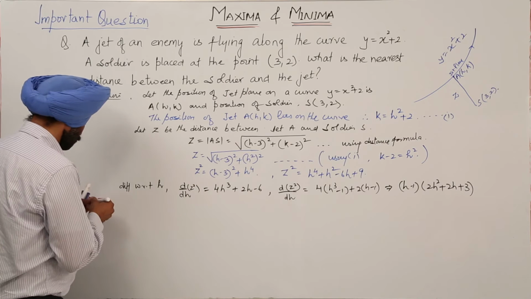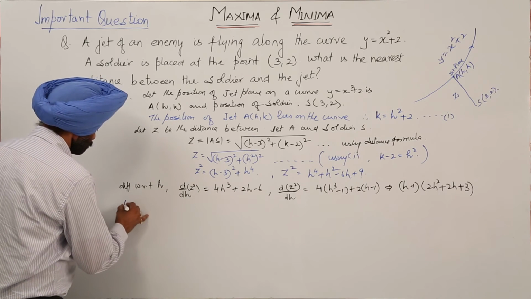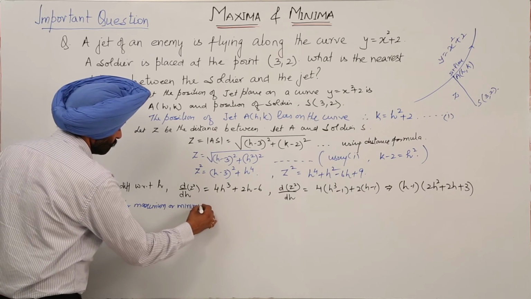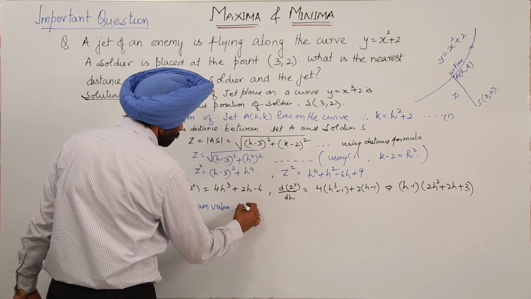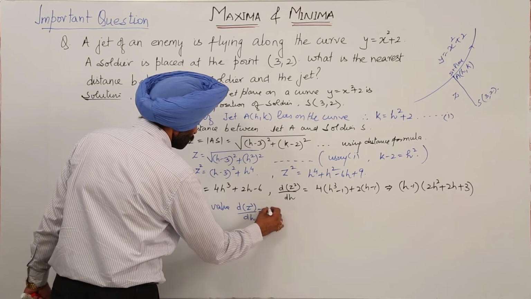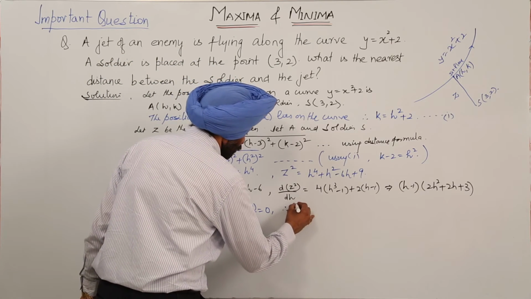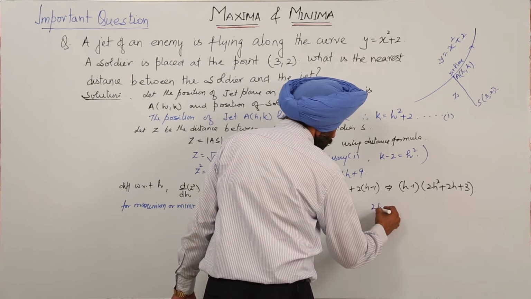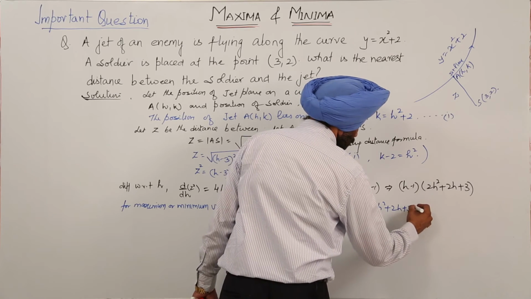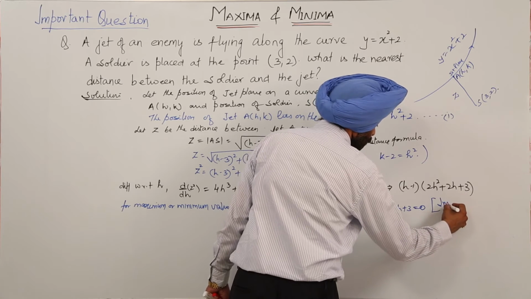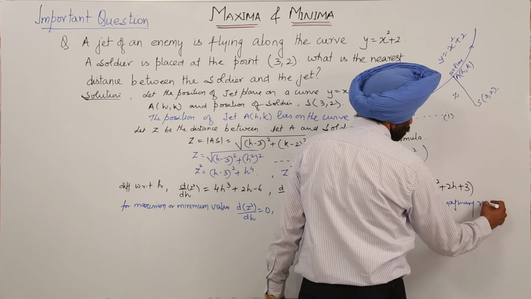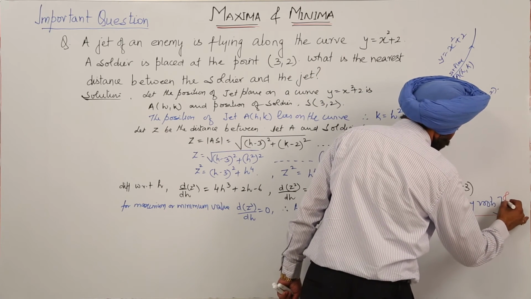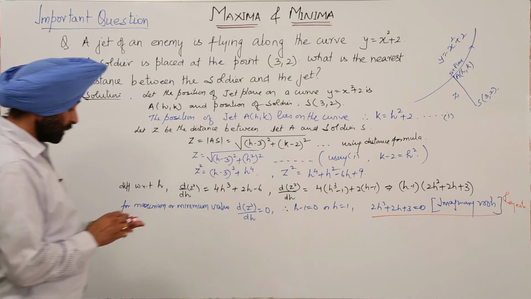Now for maximum or minimum value, d(z square) upon dh is equal to 0. Therefore, now we are having h minus 1 is equal to 0, or h is equal to 1, one thing, and 2h square plus 2h plus 3 is equal to 0, and here we will be getting imaginary roots. So we are not considering this part, we are rejecting it. Now we are having h is equal to 1.